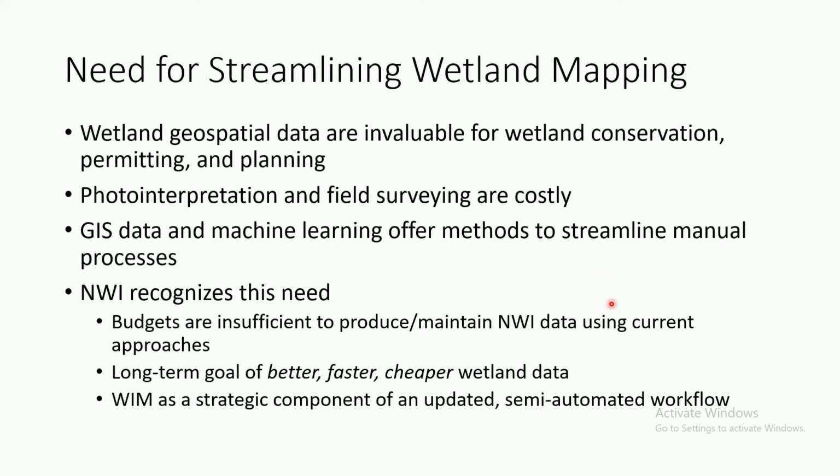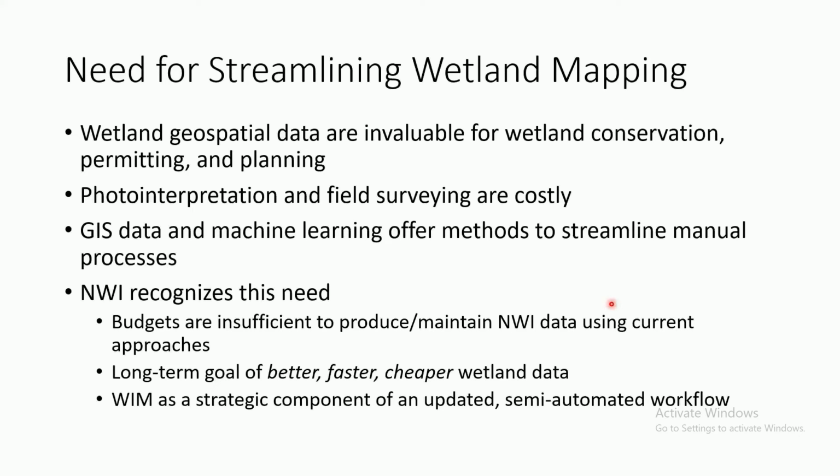And further, this need to streamline wetland mapping is even more motivated by the National Wetland Inventory, or NWI. The NWI recognizes that their current and likely future budgets are insufficient to continue producing and maintaining NWI data with the current approaches in place, with that photo interpretation and field surveying. And for that reason, they have a long-term goal to be able to create better, faster, cheaper wetland data.